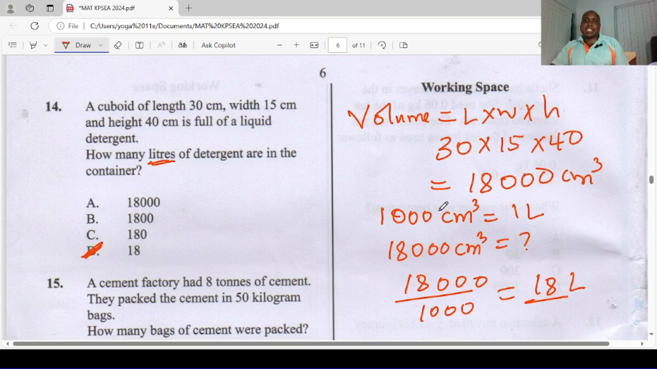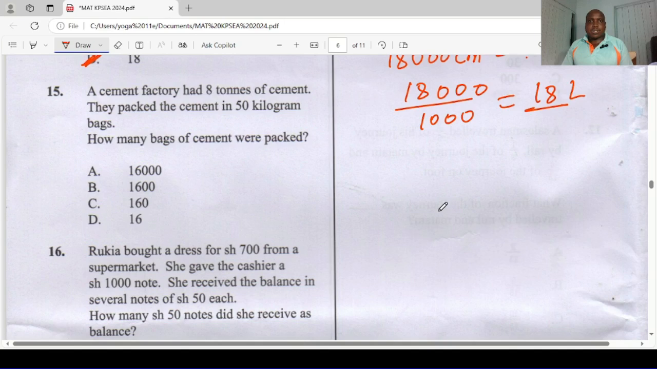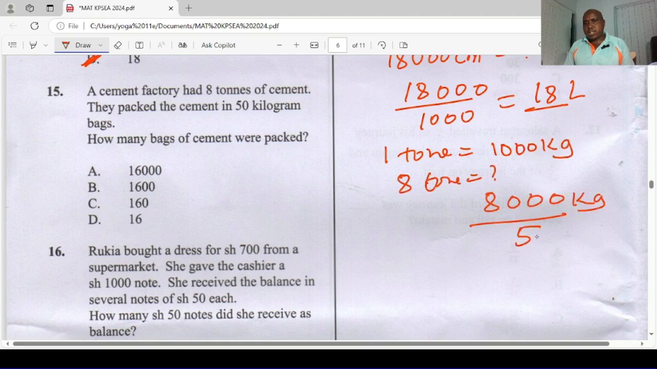A cement factory had 80 tons of cement. They packed the cement in 50 kilograms bags. How many bags of cement were that? So remember, 1 ton is equal to 1,000 kilograms. So what about 80 tons? That is 80,000 kilograms. So we divide by 50.